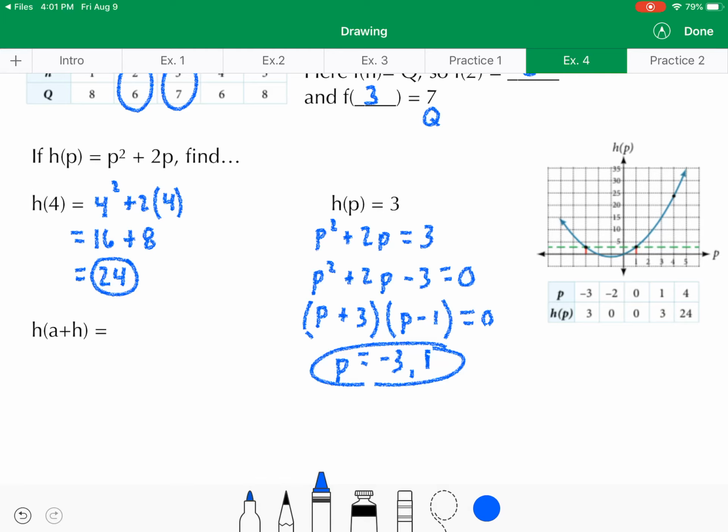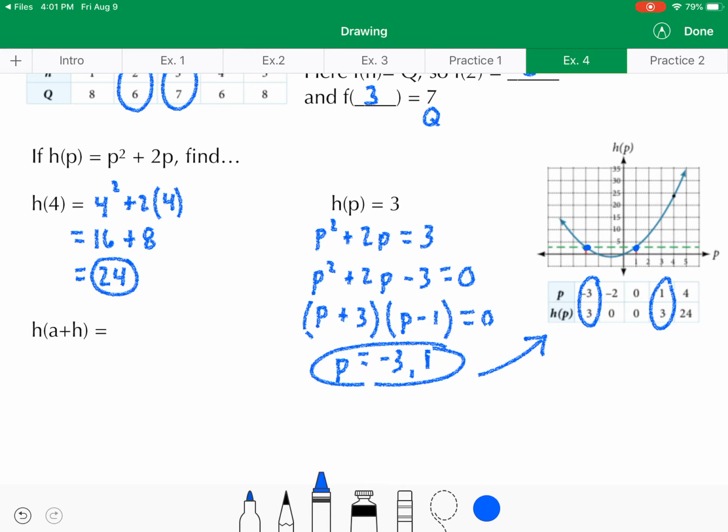Now, take that last example and think about how it relates to the table and the graph here. We're focusing in on, in the table, these 2 points. We found that when p is -3, h of p would be 3, and when p is 1, h of p would also be 3. And graphically, that would give you those 2 specific points on the curve.